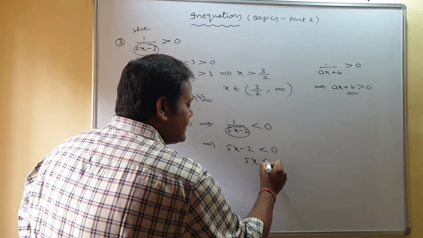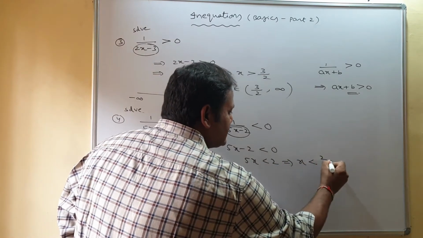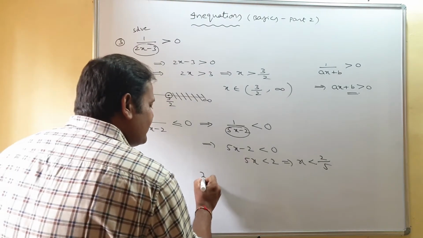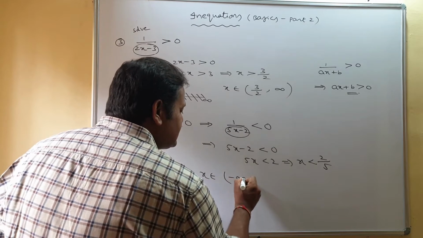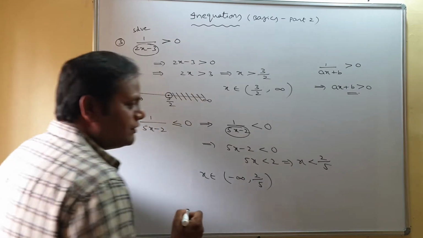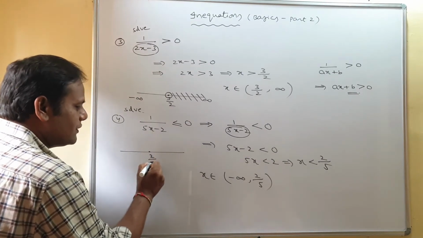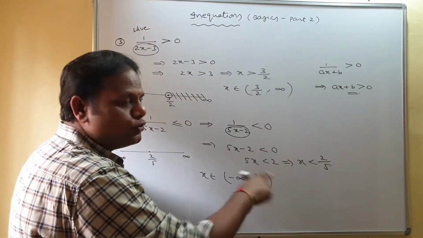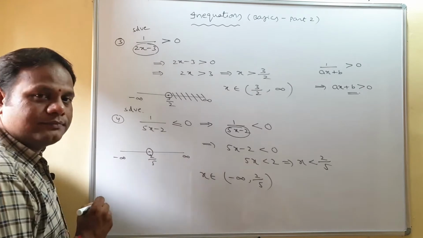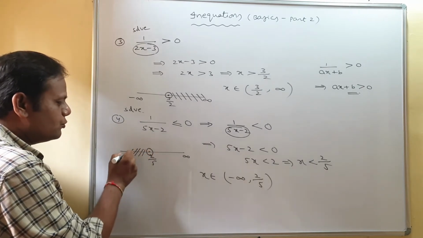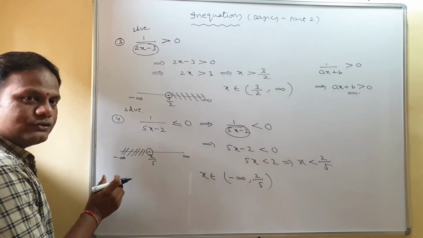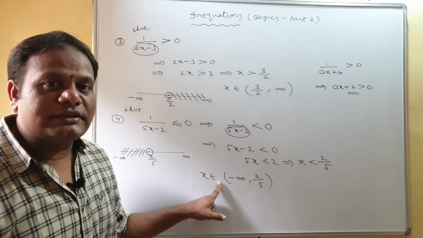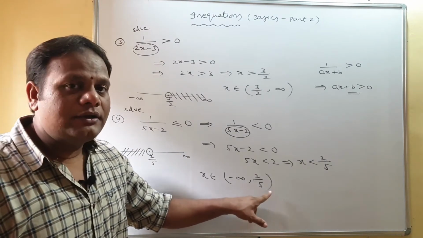So here 5x less than 2, that means x less than 2/5. So x less than 2/5. X less than 2/5 means x belongs to minus infinity to 2/5. Is it? Less than 2/5. See, this is 2/5. It is minus infinity. It is infinity. Here x less than 2/5. You can't take 2/5, so blank circle. Less than 2/5 means left side of 2/5 till minus infinity. So what values can you take? You can take every value between minus infinity and 2/5. So x belongs to the open interval minus infinity comma 2/5.